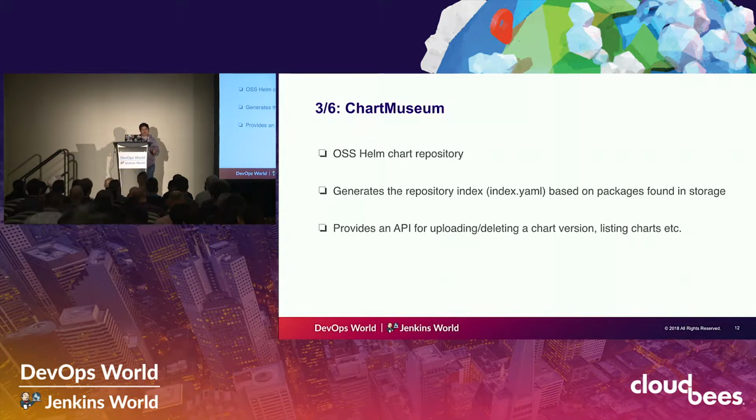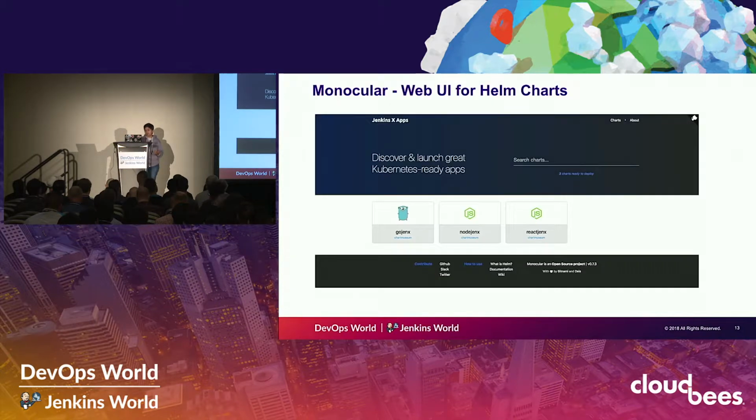ChartMuseum, simple one, we'll pass through this quickly. It's a repo of Helm charts, open source, and then it generates the index.yaml, which is probably a favorite. And then it provides an API for uploading, deleting a chart version, or listing the charts, which is something you will have to do quite often.